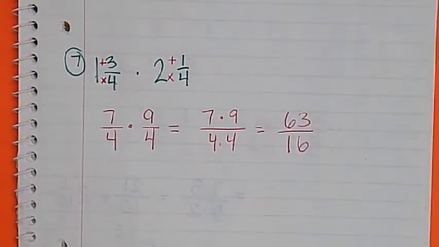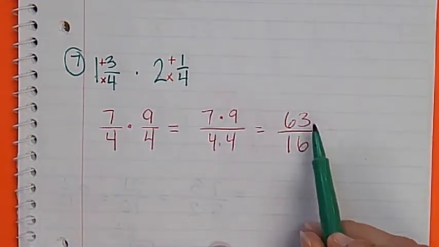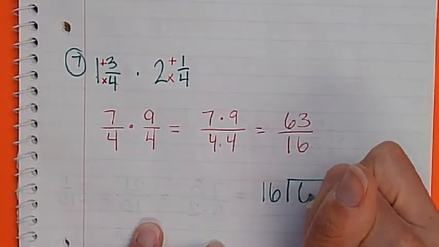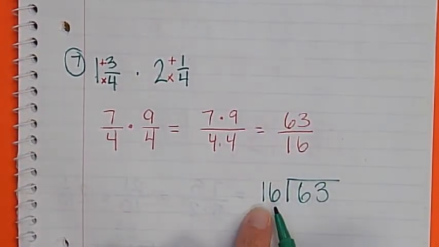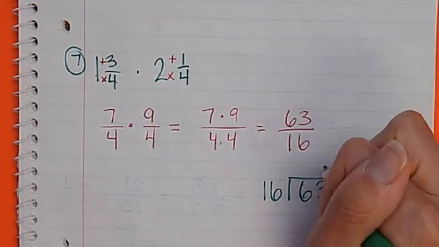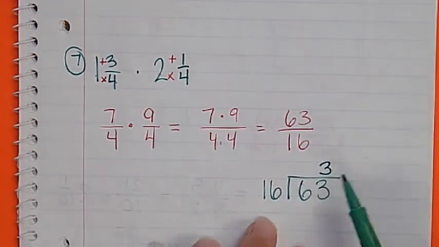I would then need to turn this into a mixed number, especially if I am asked to simplify the problem. I would need to do some division. Remember, when I'm dividing, I'm going to divide the denominator into the numerator. So I'm doing 16 into 63. I can think about this like 20, 40, 60. I'm going to guess there's about 3 groups if I'm rounding and estimating.